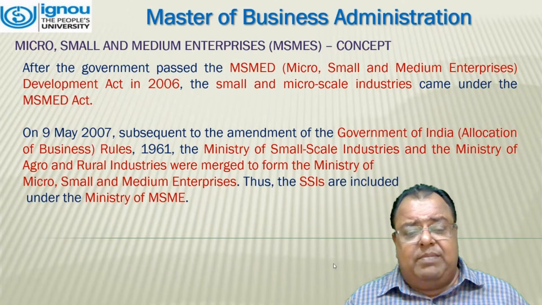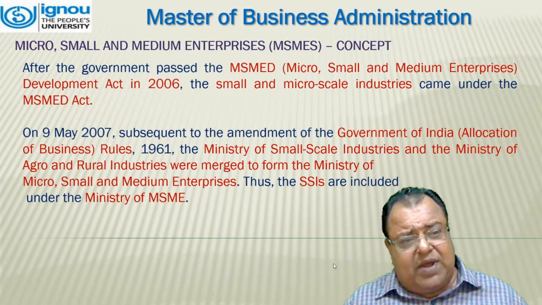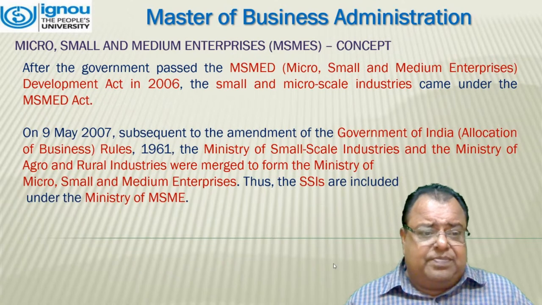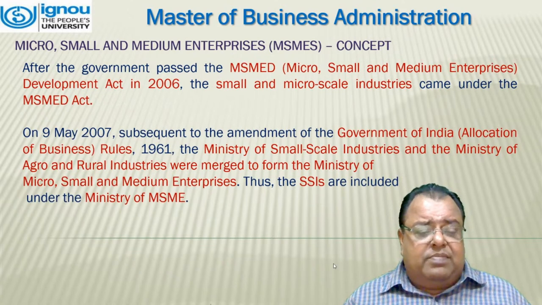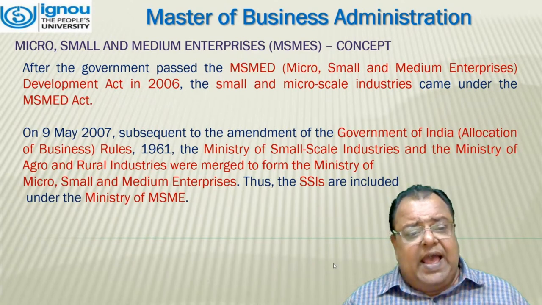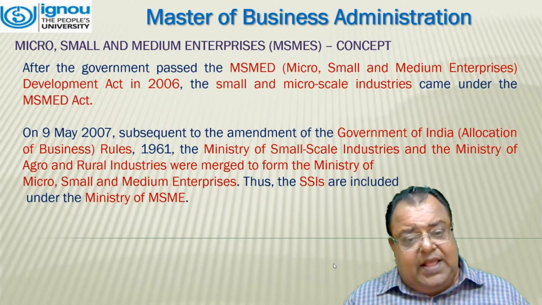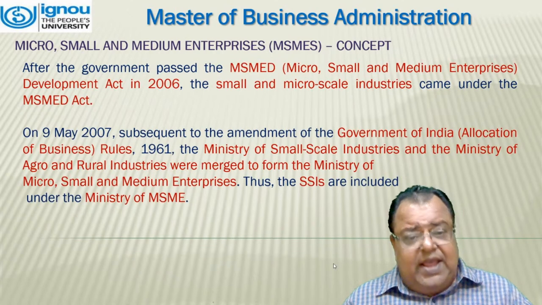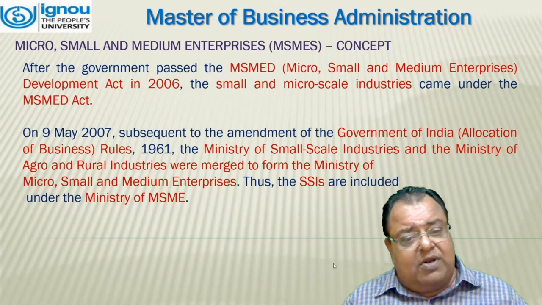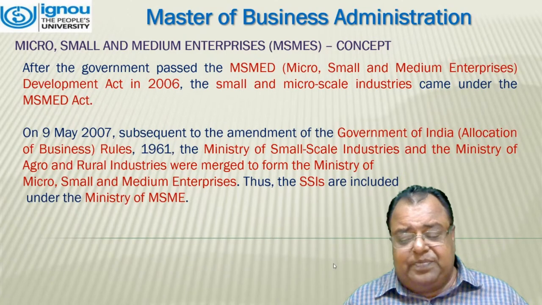Micro, small, and medium enterprises, what's the concept? How does it work? After the government passed the MSME Act 2006, it came into force for its application and implementation on 9th May 2007. Subsequent to the amendment of the Government of India Allocation of Business Rules 1961, the Ministry of Small Scale Industries and the Ministry of Agro and Rural Industries were merged to form the Ministry of Micro and Small Industries. Thus, SSI are included under the Ministry of MSME.